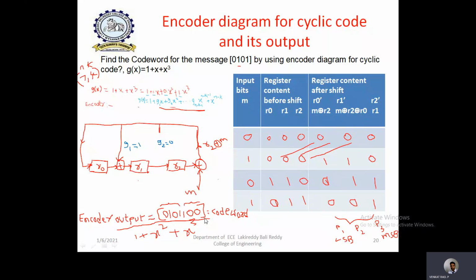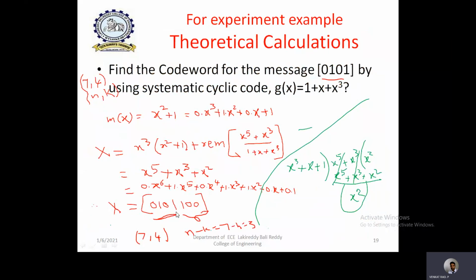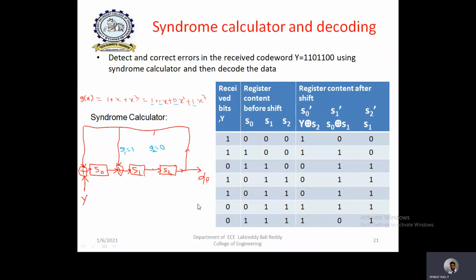So 1, 0, 0. You can clearly observe this is the code word from the diagram and this is the code word from the equation formulas. Both are the same. Similarly, what is the decoding process? The decoding operation, error correction and detection is done based on the concept of syndrome decoding or syndrome calculator, which is already explained in the linear block code. But of course, what is there in this particular cyclic code, once again we'll see.